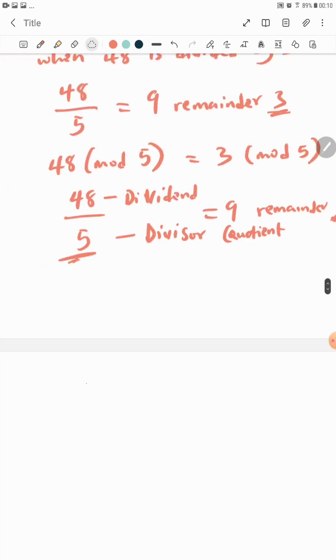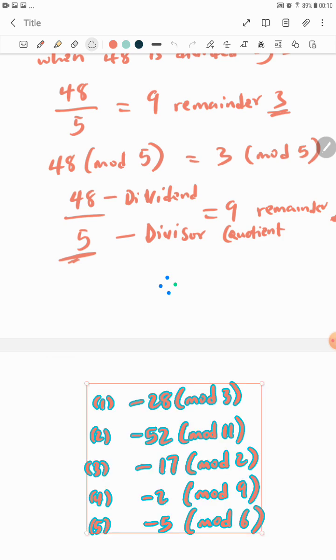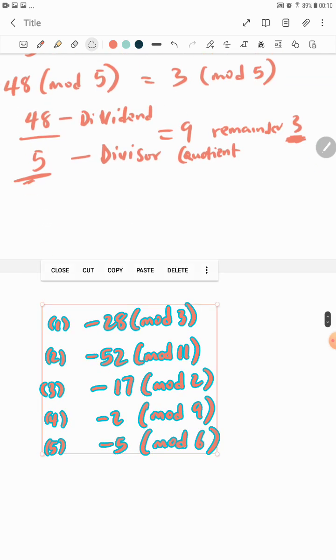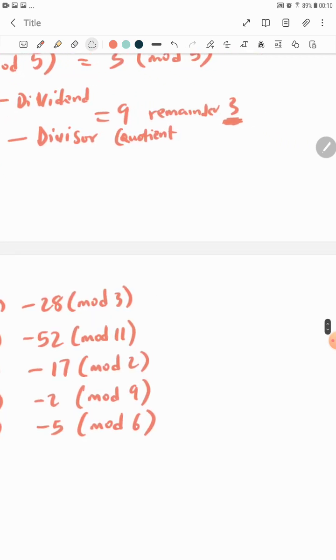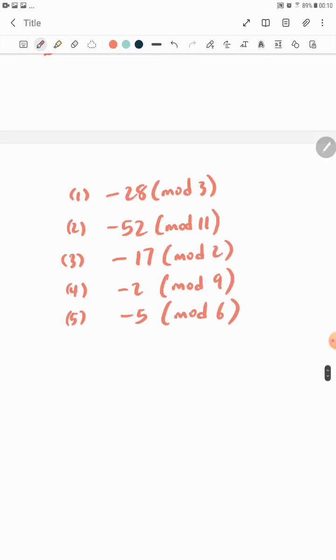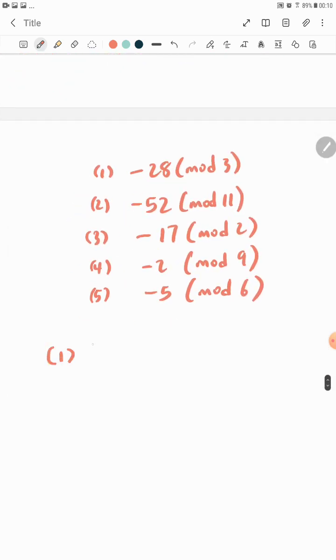I've copied that. And then let's paste it and then we solve the problem now. So we have our number 1. So obviously we can actually deal with it together now. Our number 1 is minus 28 mod 3.